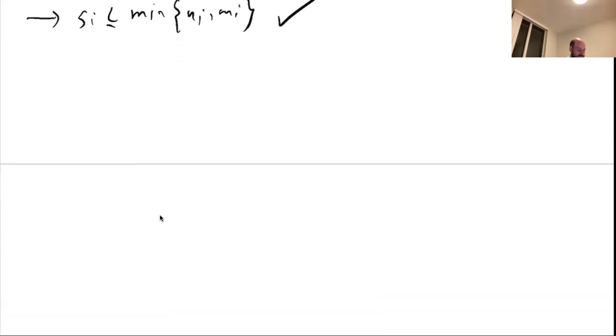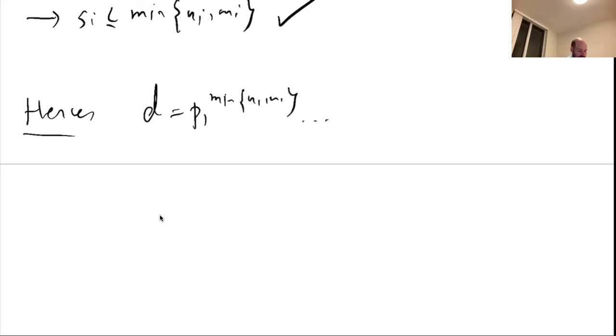So that's it. So we showed that, hence, D is equal to P1 to the power minimum of N1, M1, all the way to Pk to the power minimum of Nk, Mk, which is the GCD of A and B.